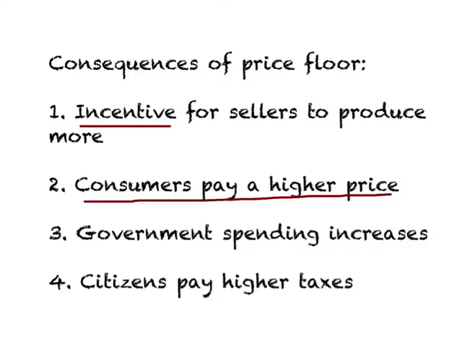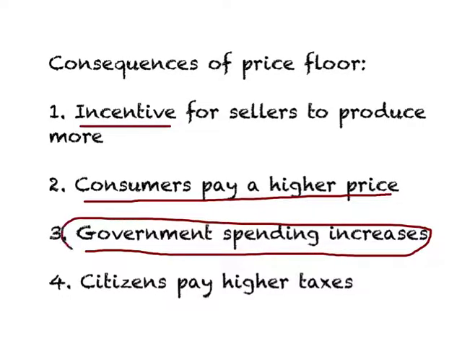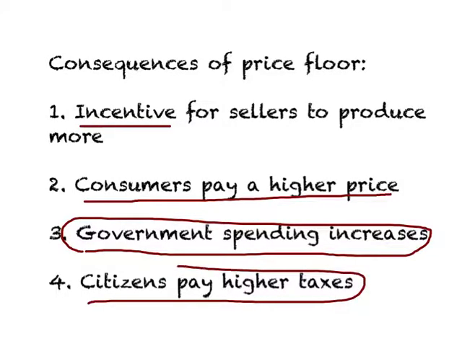Whatever the government does with the surplus, in any case the government has to pay the farmers, so government spending increases. Now when government spending increases, how does the government pay for this increased spending? They just tax citizens of their own countries. So citizens end up paying higher and higher taxes. Once again, these are some consequences of a price floor, and you should think about other consequences of a price floor.